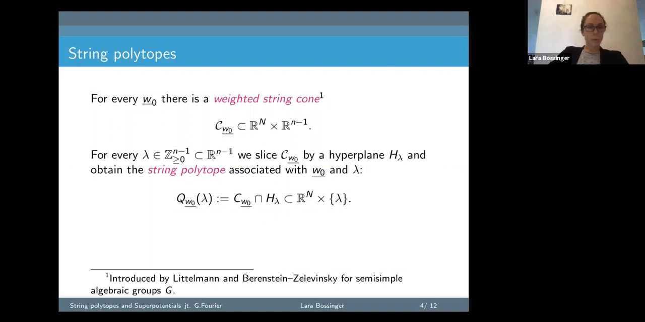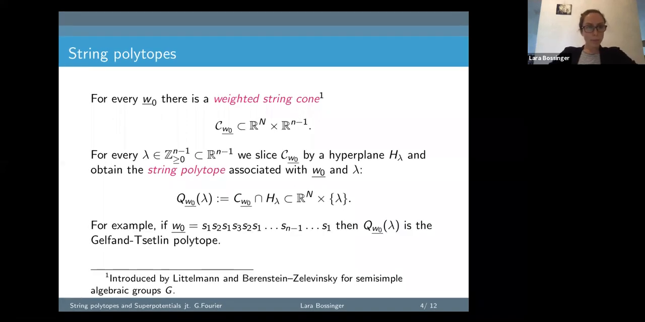And these have been introduced by Littelmann and Berenstein-Zelevinsky more generally for semisimple algebraic groups. And it has been shown that they arise in the setting of evaluations that Benjamin told us about, proven by Caldero, Fourier and Littelmann.